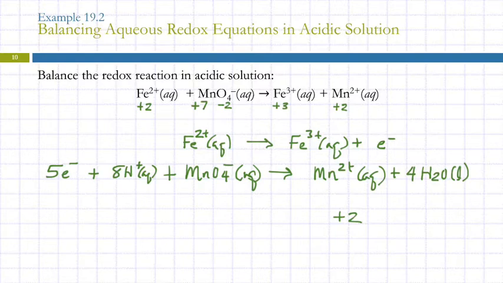What do we need to do next? What needs to be the same? Number of electrons on both sides. So this half reaction has 5 electrons, and this has 1. So the lowest common multiple would be 5. So if I multiply all the coefficients in this first half reaction by 5, it's still balanced. But now this 5 electrons matches this 5 electrons.